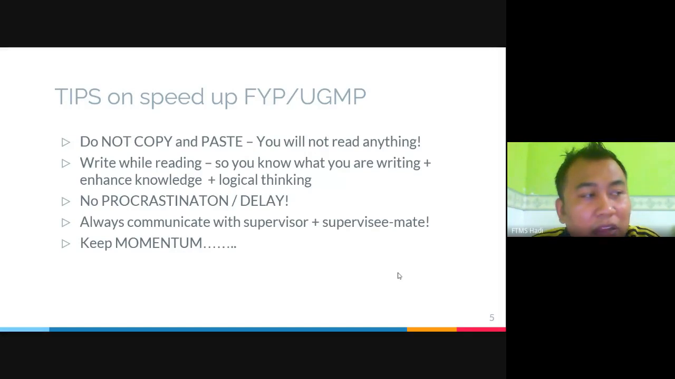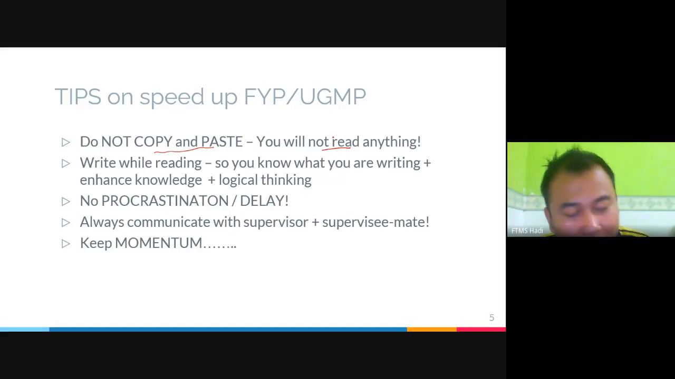So bear in mind that it's not a healthy way to do FYP and UGMP if you start very late, at the last minute, at the end of the semester. At the end of the day, because of last minute work, you will end up with copy and paste. I do not encourage you to copy and paste, because if you copy and paste, you will not read a single thing. You just transfer information and put it in your report. That is meaningless.